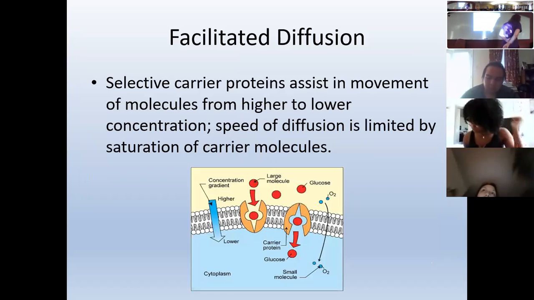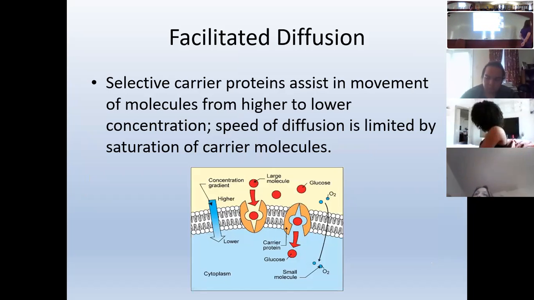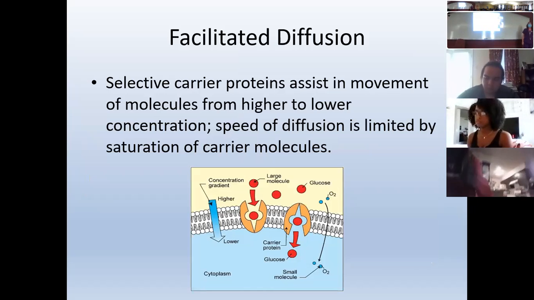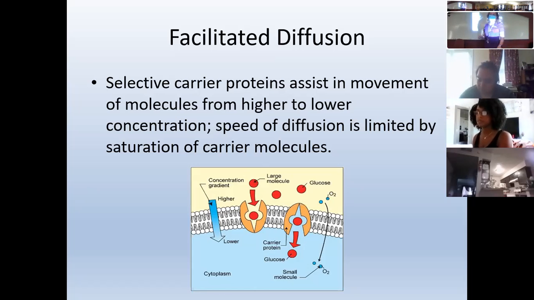Some of our molecules are super duper big. We still want to move them in, but we don't want to damage the cell membrane. And so we have facilitated diffusion. To facilitate simply means to help.